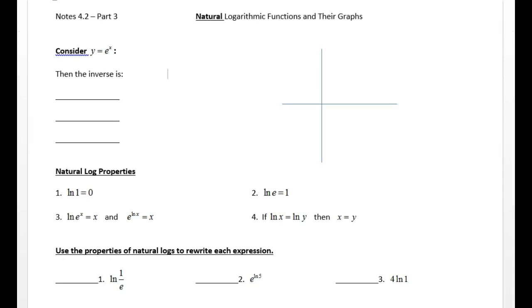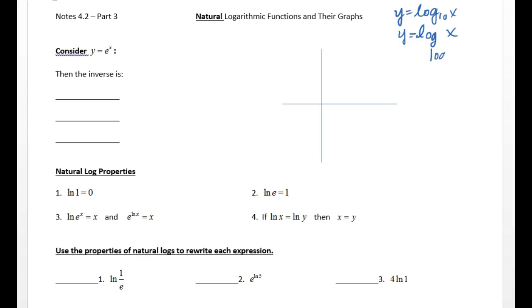On part 3, we're going to talk about the natural logarithm. Now, what we've been doing was y equals the log base 10 of x. And sometimes you write 10, sometimes you don't. But if there's nothing written there, then it's assumed it's 10. Okay? Now, we have another logarithm that has a different base.